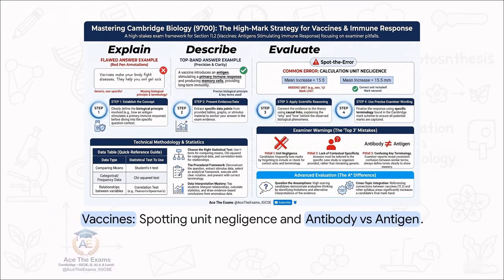And right alongside that is another massive pitfall: confusing antibodies with antigens. Remember, an antigen stimulates the primary immune response. An antibody is produced in response to it. Examiners see this confusion constantly, so always define your terms clearly to show absolute mastery.